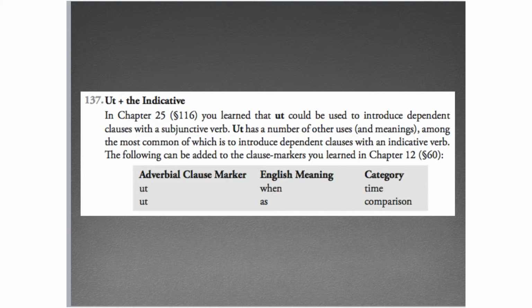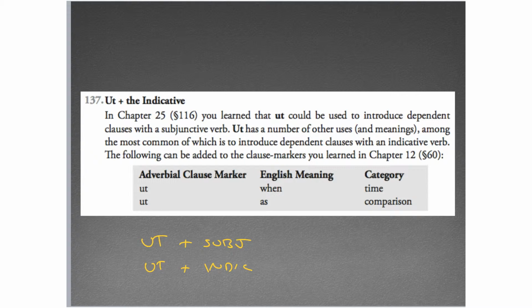Ut plus the indicative is the other thing we're learning this week, the other little cleanup thing. You might remember ut with the subjunctive. Ut and the subjunctive means purpose clauses, result clauses, noun clauses, various things. Ut can also be used with the indicative. Remember, the indicative is sort of the normal, so to speak, verb.